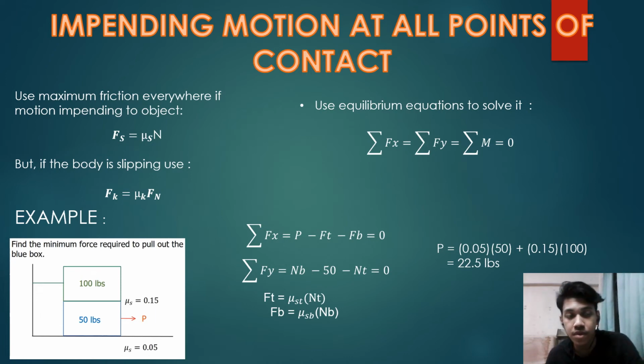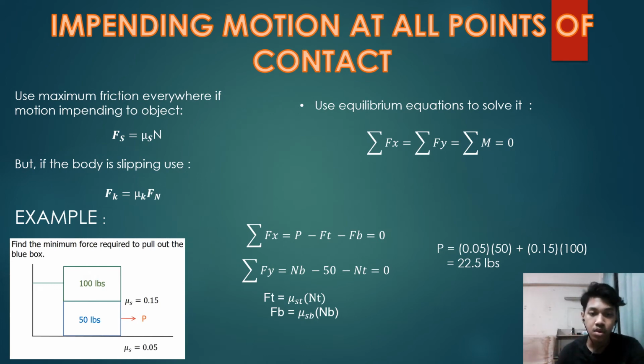Next, to solve this kind of problem, we also need to use equilibrium equations, which are the summation of Fx equal to 0, summation of Fy equal to 0, and summation of moment equal to 0. Here is an example for this kind of problem: find the minimum force required to pull out the blue box.